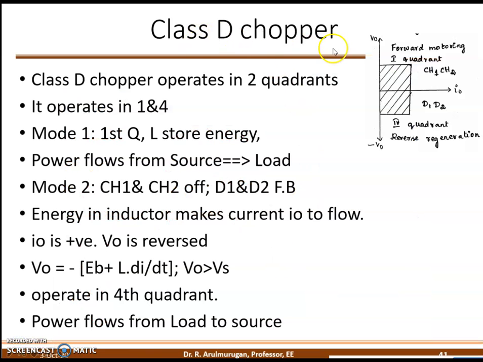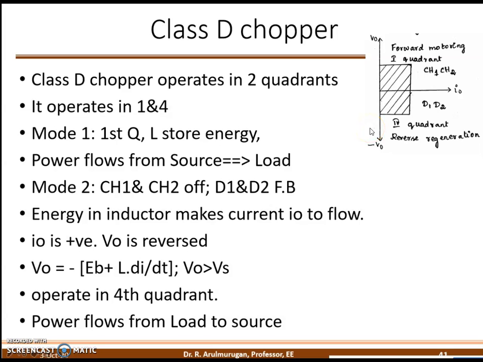The next is the class D chopper. We're going to discuss the class D chopper. What is a class D chopper? It is also a two quadrant chopper. So which ones are two quadrant choppers? Class C is a two quadrant, class D is also two quadrant. What are the two quadrants for class D? Forward motoring and the reverse braking. Braking, you are going to use for the regeneration.